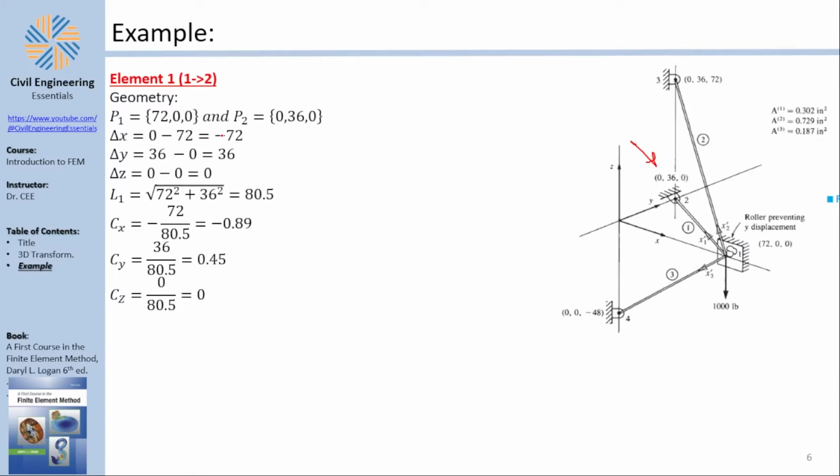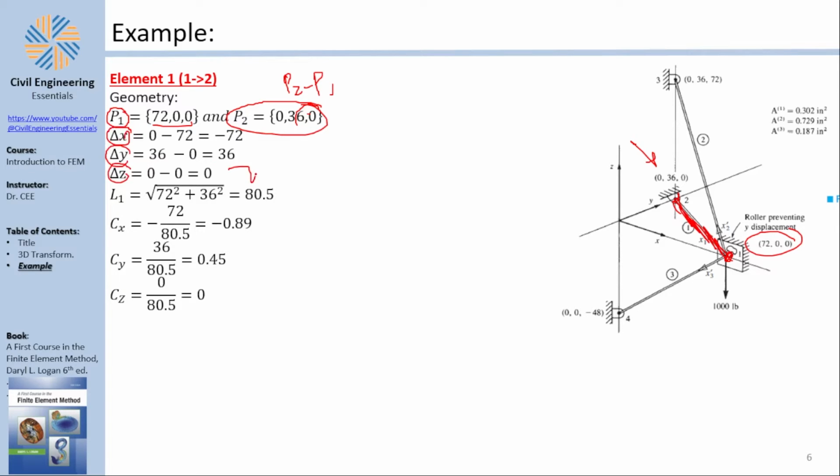Starting with element 1, which goes from point number 1 to point number 2. This is the element in red. You need to, of course, find the direction cosines. So point 1 is this. Of course, the coordinates are given. You can see them here. And point 2 is this. And we know that the vector is basically point 2 minus point 1. In other words, delta x can be calculated, delta y, delta z.